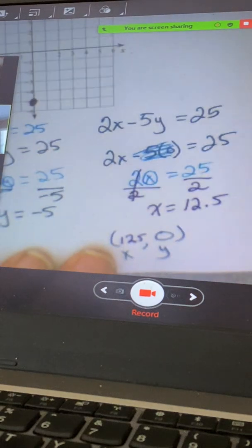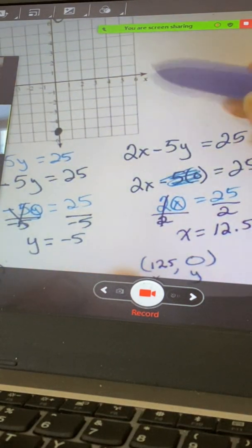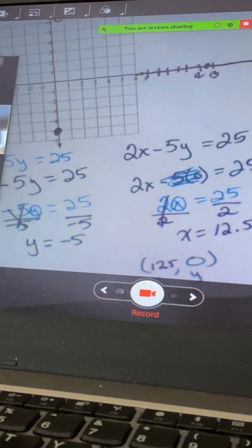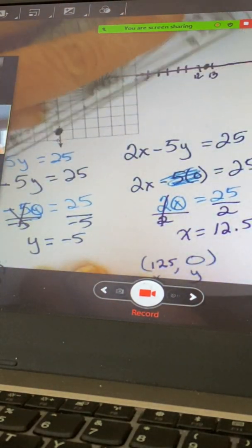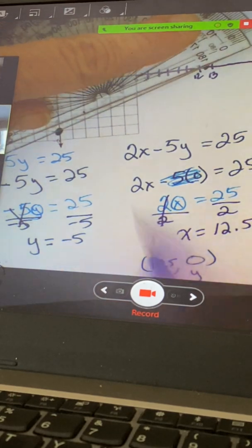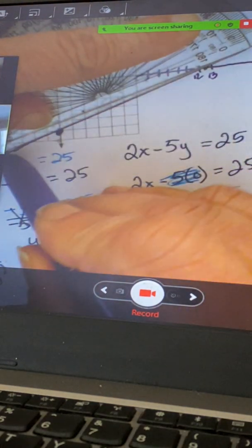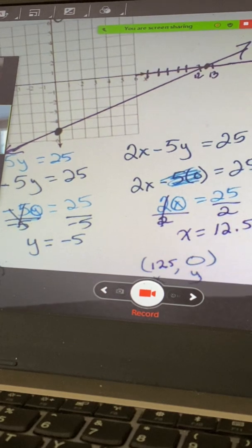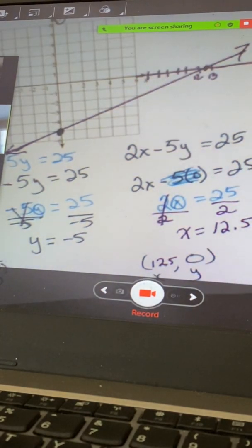You can look at your graph and see that that's really not on there, but we can create a concept of it and get pretty close to where it might be, right? 6, 7, 8, 9, 10, 11, 12, 13. So it's in between 12 and 13. And then I'm gonna connect those two dots. There we go.